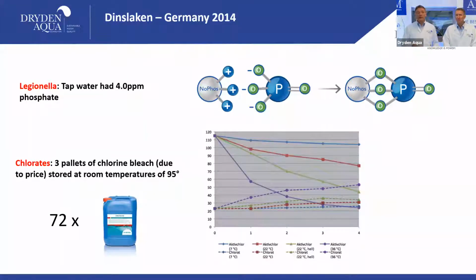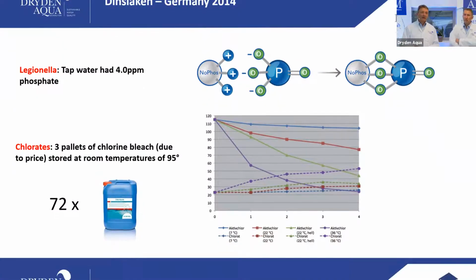And last but not least, they had the bleach. And they thought, well, it's cheaper if we buy 3 pallets, 72 canisters. That's enough for all the year. Yes, it's good, but don't forget, in these warm conditions, 95 Fahrenheit, you lose 50% in a month, and your chlorates go up. So I know you're not measuring chlorates, but that's wrong. So much better just to go for 2 or 3, and then as your pool partner, you bring him every month what he needs. Yep. So that was wrong.